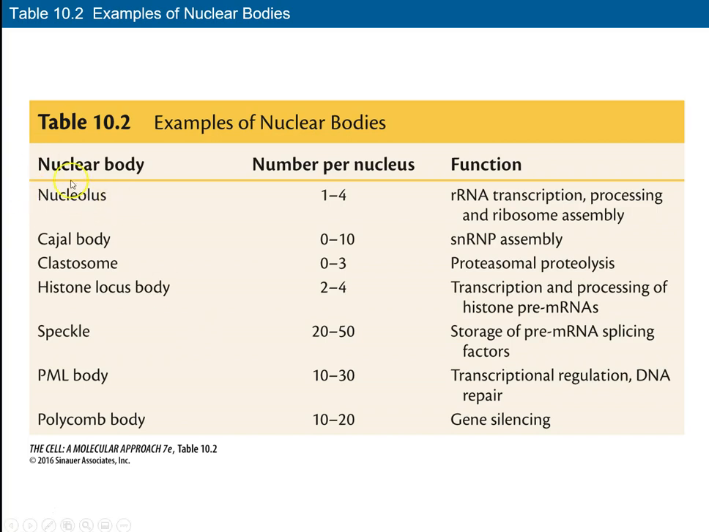The nucleolus is the one that we mention a lot, and you can see it as a darker spot inside the nucleus, right? Sometimes there's not only one, there can be more. What happens at the nucleolus is ribosomal RNA transcription, processing, and ribosome assembly. It's all happening in that nucleolus. So you can see why that's super important. But again, these are other examples of nuclear bodies, right? So Cajal body, small nuclear RNP assembly, speckle, storage of pre-mRNA splicing factors.